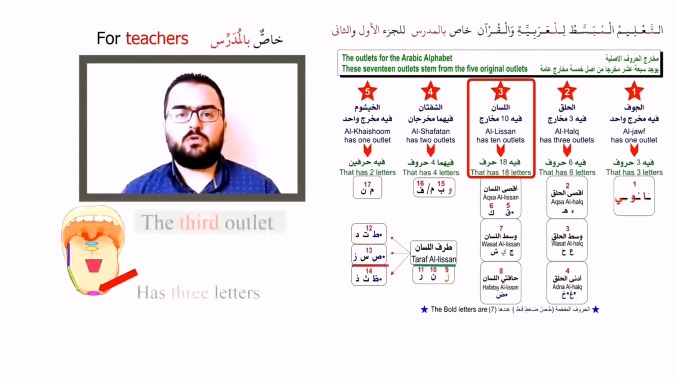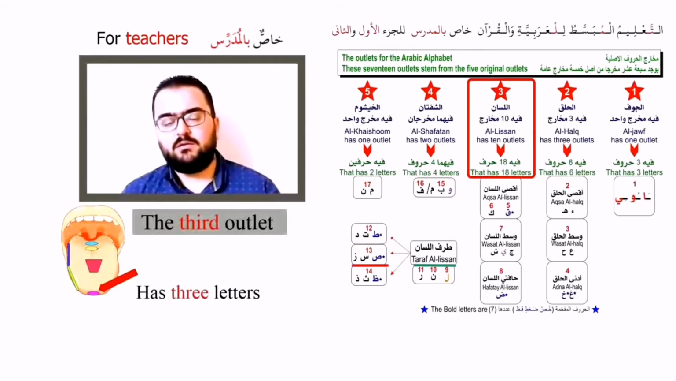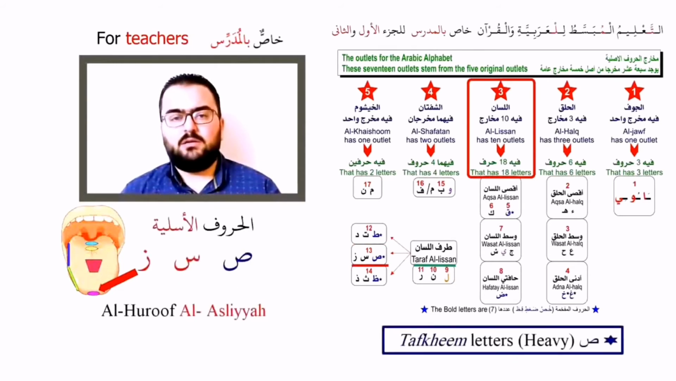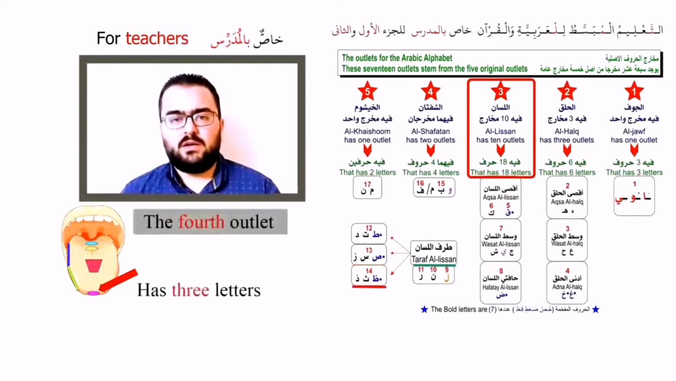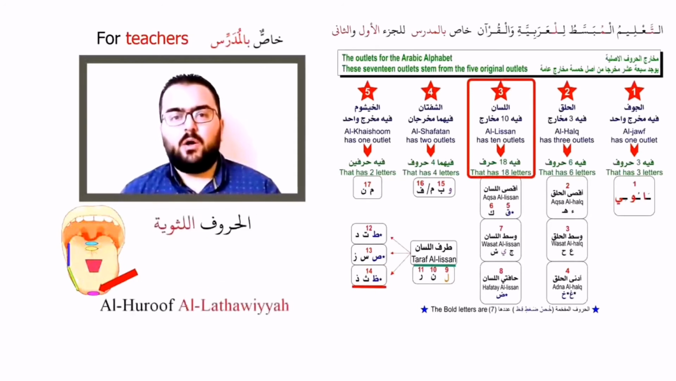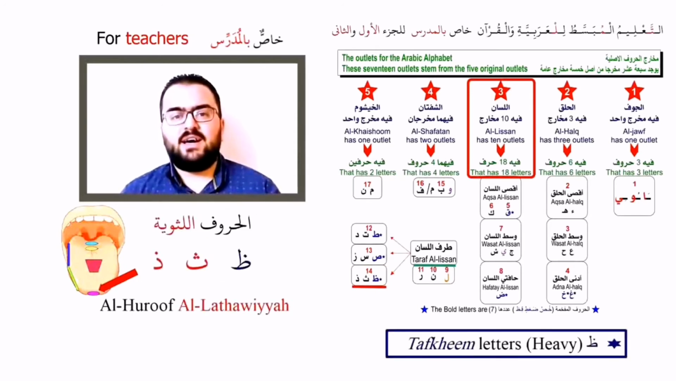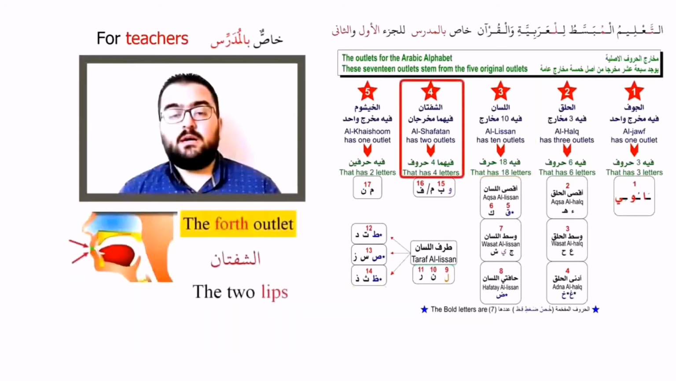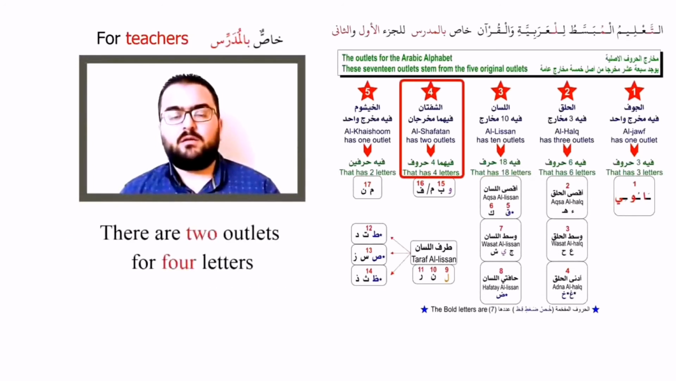Then we have an outlet for 3 letters, and they are Ta, Ta, Dal, and another outlet for also another 3 letters, and they are Sad, Sin, Zai. We also have another outlet for another 3 letters, and they are Dha, Tha, Dhal.